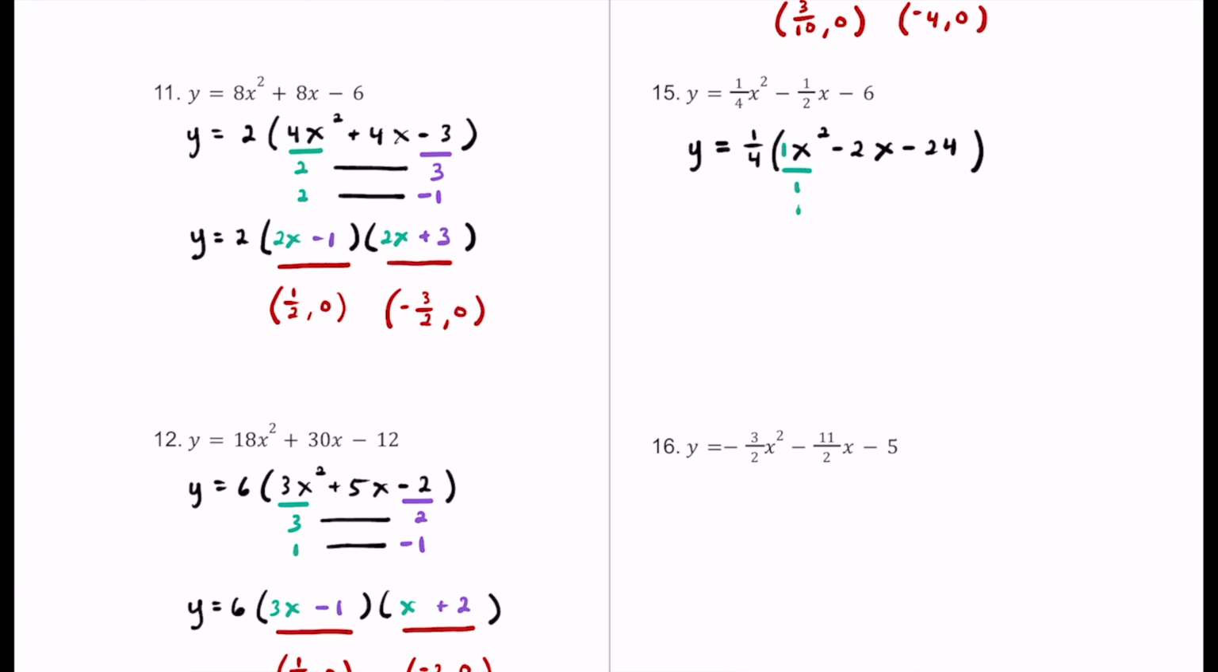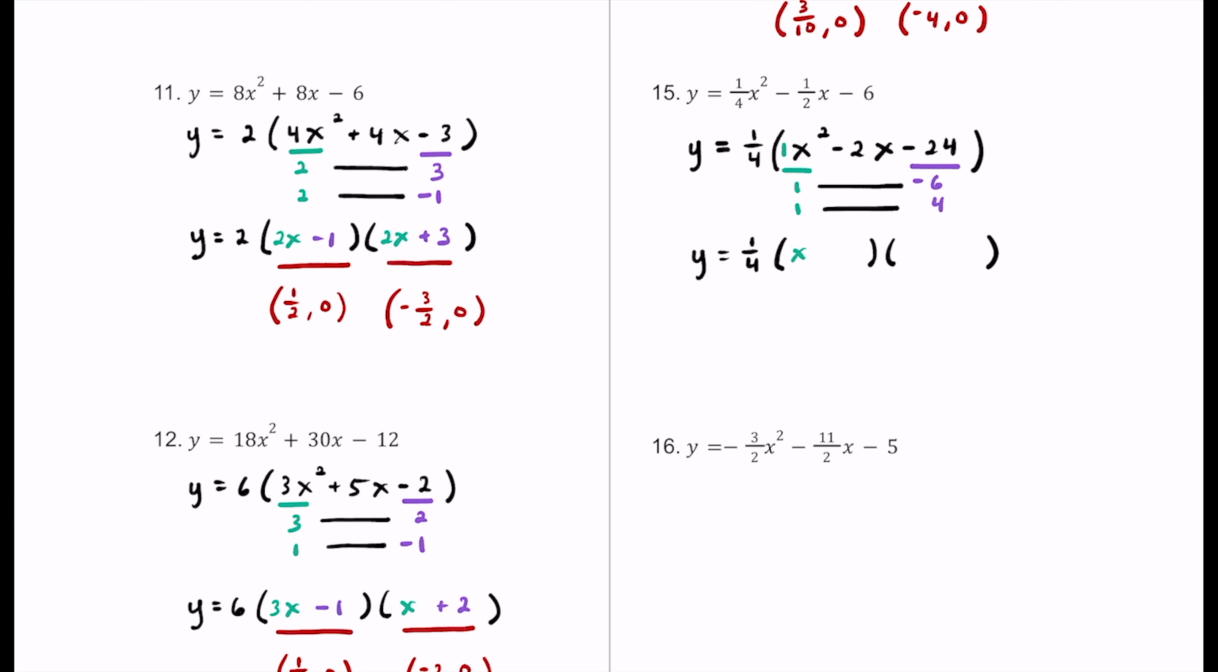So let's put a 1 and a 1 here, okay? And then over here for negative 24, let's maybe do 6 and 4. I think they're 2 apart, right? And the 6 should be negative. So that would be negative 6 and positive 4, which does make negative 2. So we're going to get here y is equal to 1/4 multiplied by these binomials.